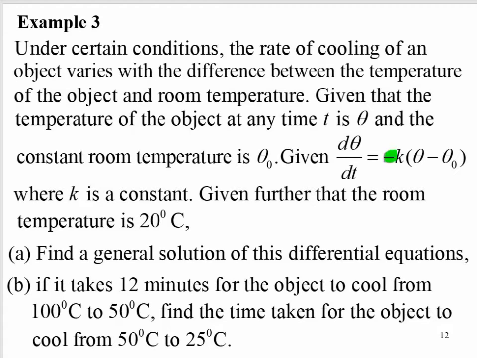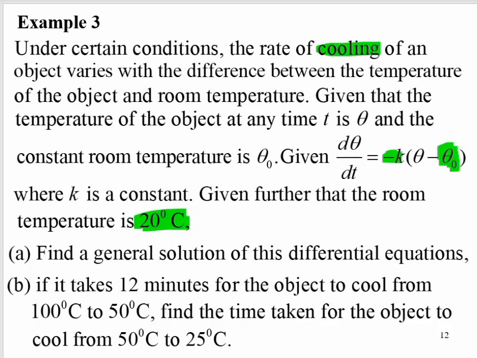So we have negative here because this is a cooling problem, so there is a decrease in the temperature. So k is a constant. Given further that the room temperature is 20 degrees Celsius. So the 20 degrees Celsius here is the value of theta naught. So the first question is to find a general solution of this differential equation.